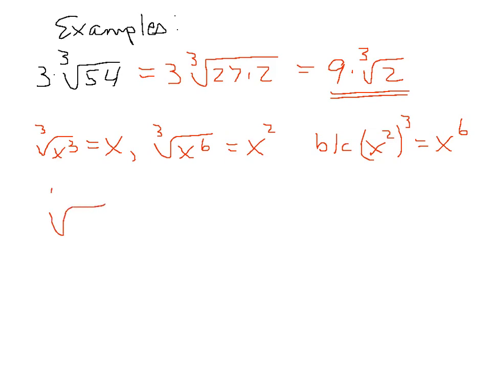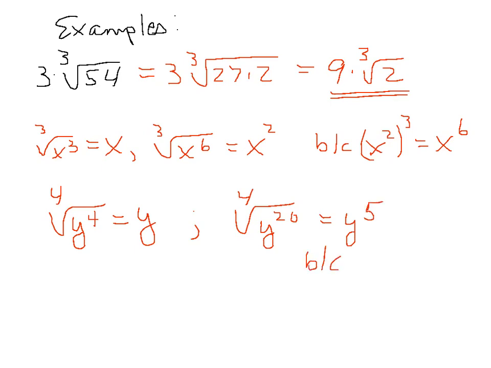For example, I can take the fourth root of y to the fourth. That's y. But I can also take the fourth root of y to some number which is a multiple of 4, like 20. And that's going to equal y to the fifth, because y to the fifth to the fourth is equal to y to the 20th. Get it? It all comes back to these properties of exponents.